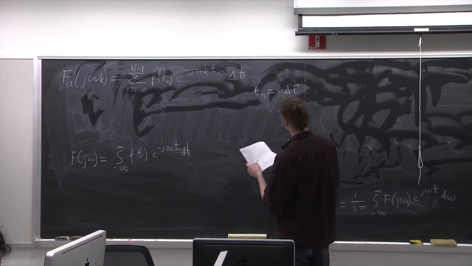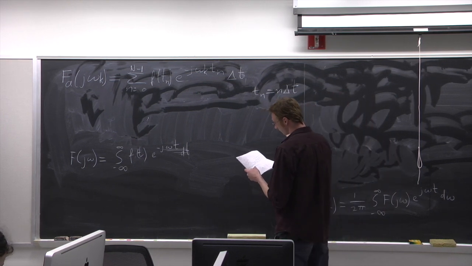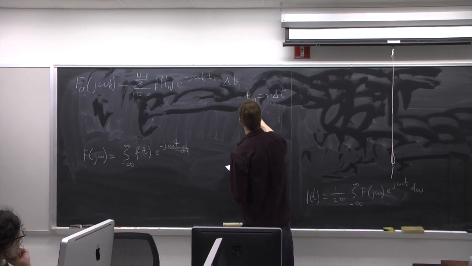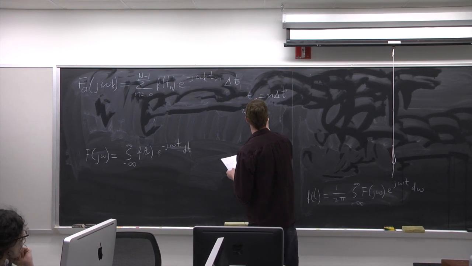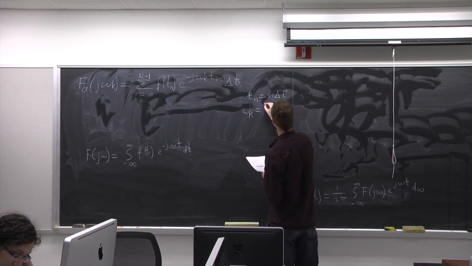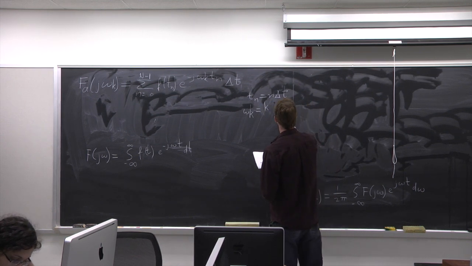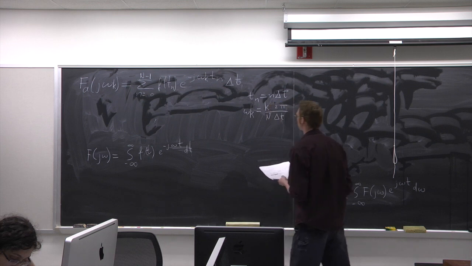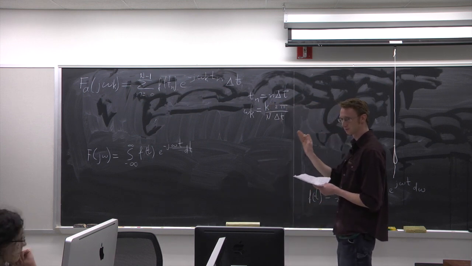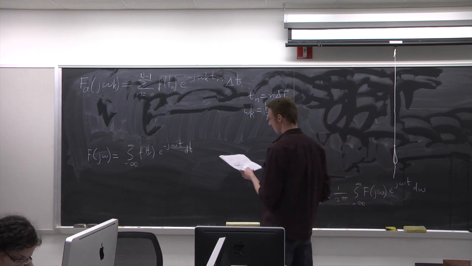All right, so we have the time step, and the frequency points are the index for the frequency k times 2 pi over n delta t. So those are going to be the points on your frequency axis.